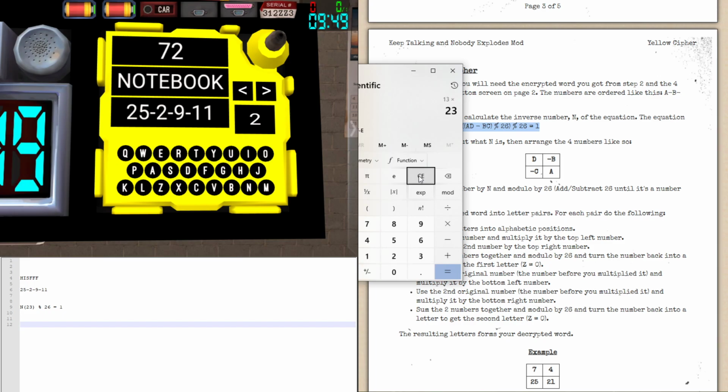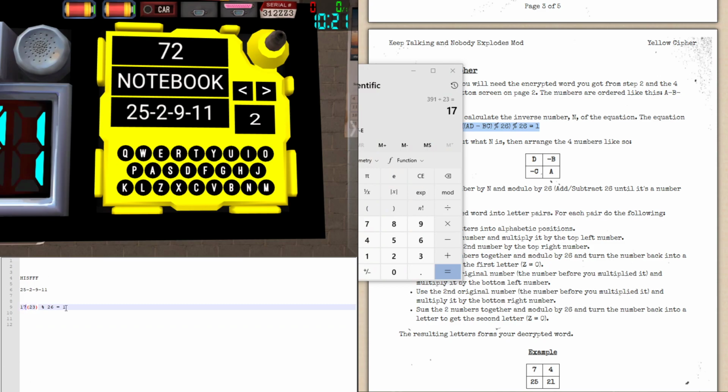13 times 23 modulo 26, 13. 15 times 23 modulo 26. 17 times 23 modulo 26 is 1. So I'm going to do 391 divided by 23. So it was 17 that I put in. So that means n is equal to 17, because it makes this equation all true.